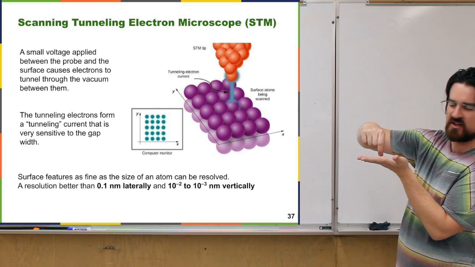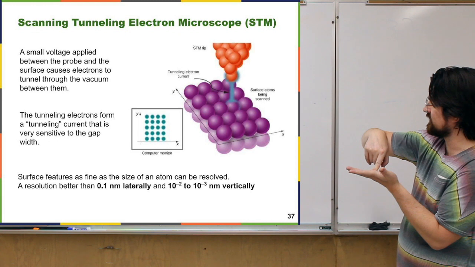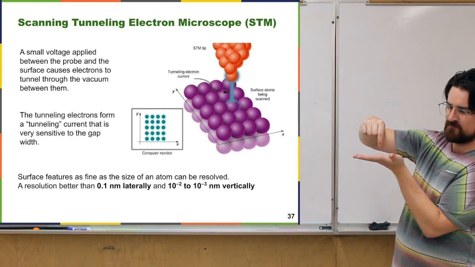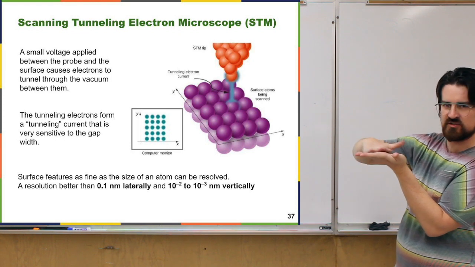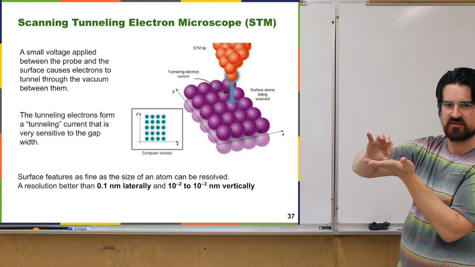And you have the tip very, very close, and essentially you have a small voltage between the tip and the material that you're trying to scan. And that distance between the tip and the surface ends up acting like the barrier in quantum tunneling.